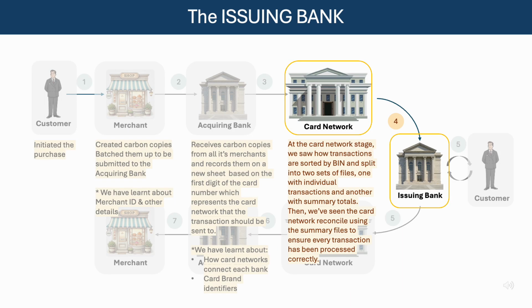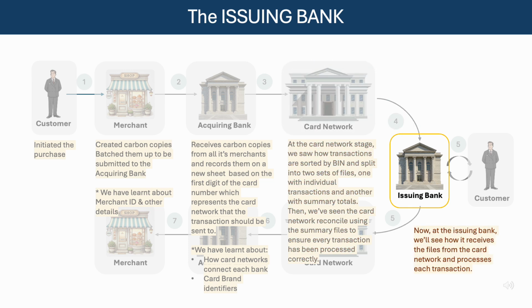At the card network stage, we saw how transactions are sorted by BIN and split into 2 sets of files, one with individual transactions and another with summary totals. Then, we've seen the card network reconcile using the summary files to ensure every transaction has been processed correctly. Now, at the issuing bank, we'll see how it receives the files from the card network and processes each transaction.